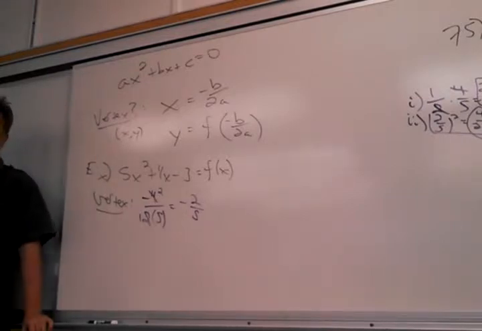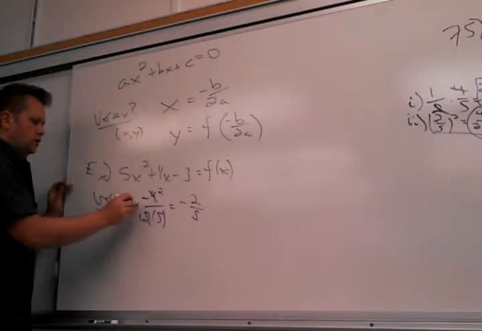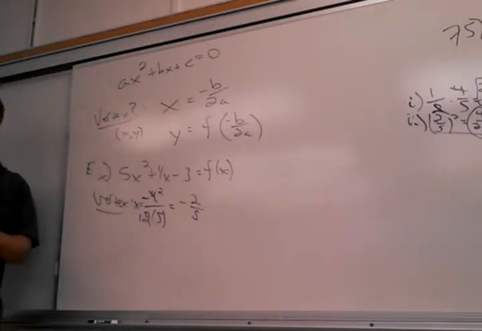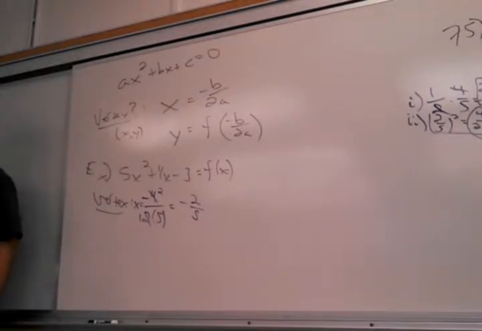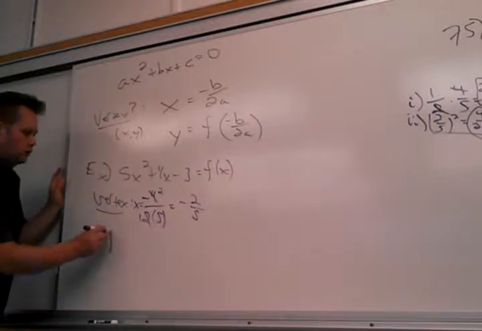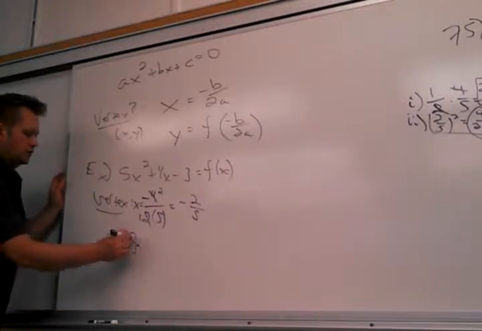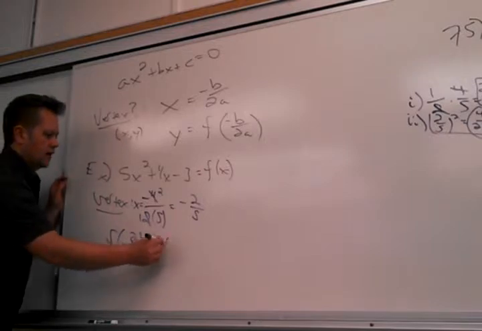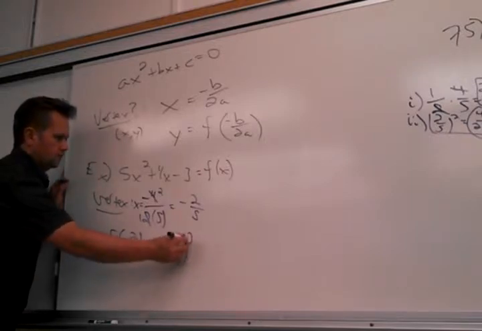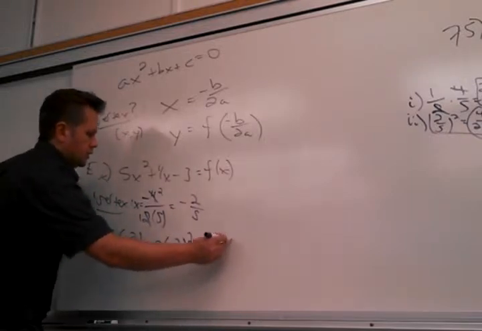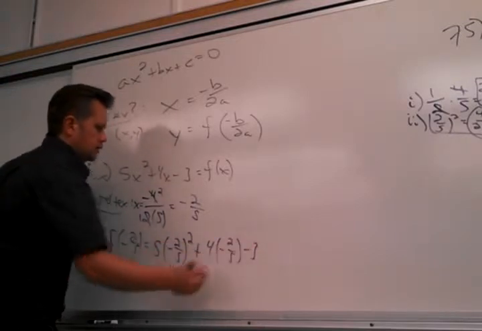And that is the what? I should always put that. That's the x piece, right? That's the x piece of the vertex. How do I find the y piece of the vertex? You do something you really don't want to. Plug it in. So I need to know what is f of negative 2/5. That's 5 times negative 2/5 squared plus 4 times negative 2/5 minus 3.